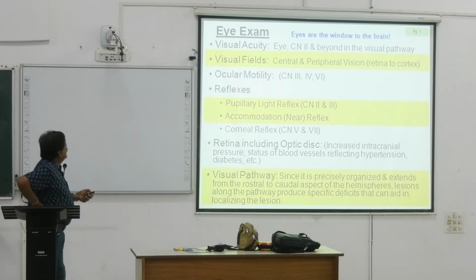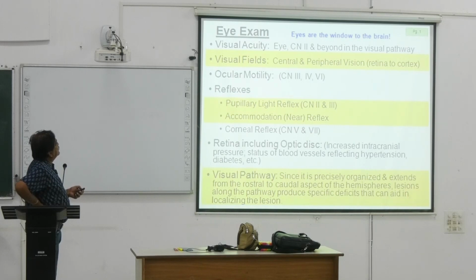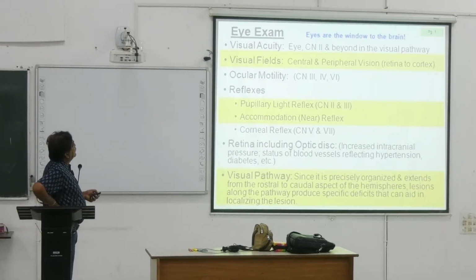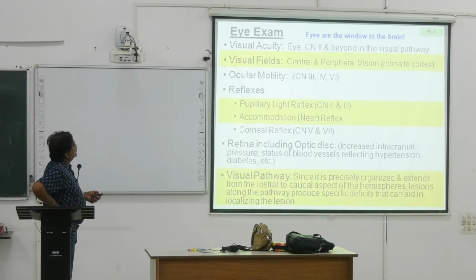Now, eye examination. Eyes are the windows to the brain. The visual acuity of the eye, CN2 and beyond in the visual pathway. Visual fields, central and peripheral vision, retina to cortex. Ocular motility, CN3, CN4, CN6. Reflexes, pupillary light reflex, CN2 and 3. Accommodation near reflex. Corneal reflex, CN5 and CN7.